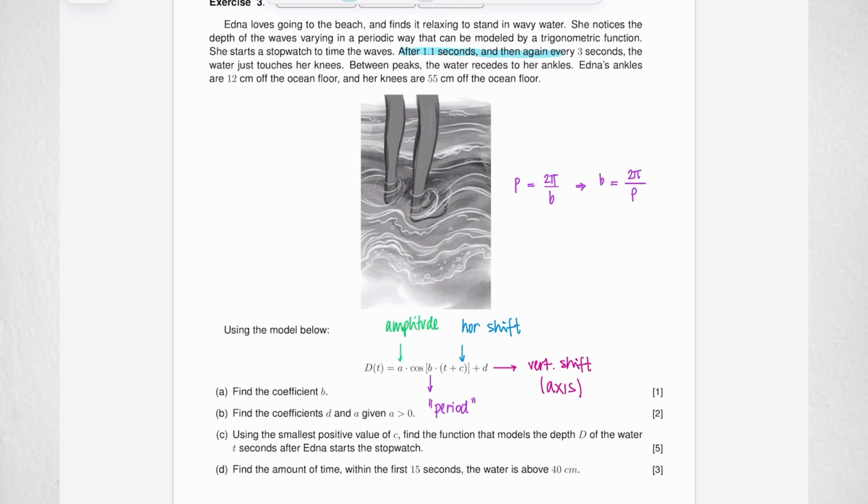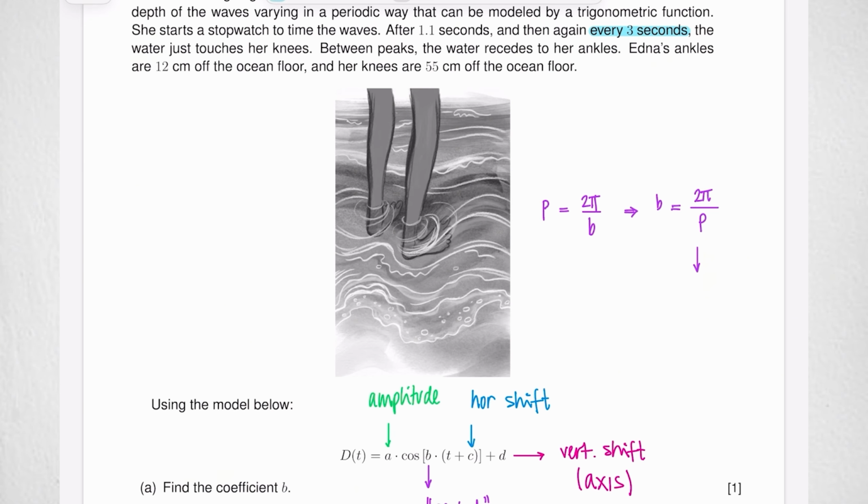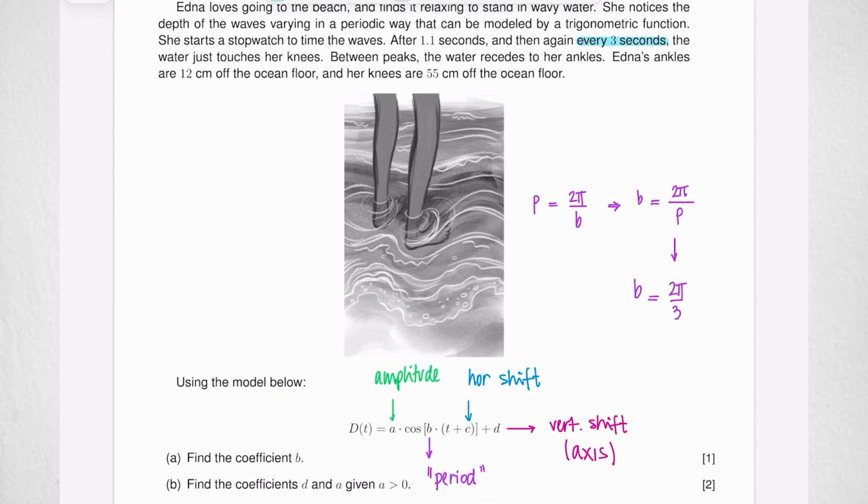Now let's extract some information from the exercise. We know, for example, that whatever happens again after 3 seconds, which means that the period is 3, which allows us to calculate b. So b is 2 pi over 3, which, by the way, is question A.